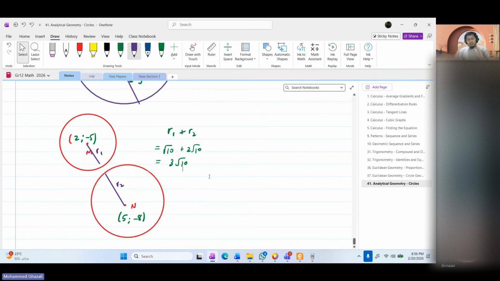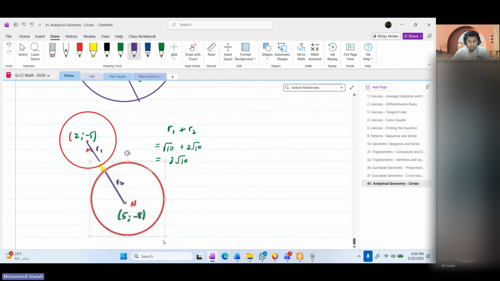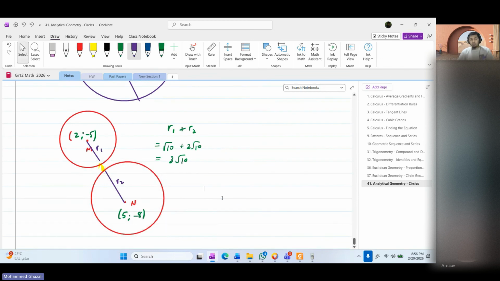Now, let me try to calculate the distance MN, because I have the centers of both the circles. If the distance from M to N, using the distance formula, is equal to the sum of the radius, then the circles must touch, because remember, radius 1 plus radius 2, there will be no gap in between. So the problem is the gap in between. Either the gap is like this, or if I take this entire circle and move it on the inside, I want to see whether there is a gap between the two circles, then they do not touch.